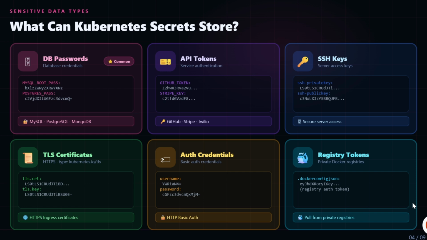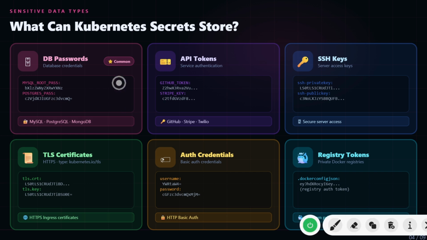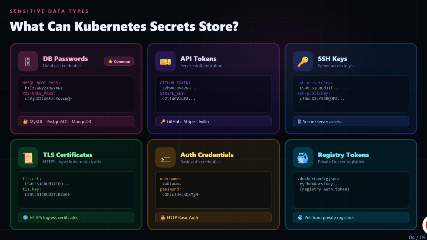Now, what exactly can secrets store? They can store database credentials, API tokens, like a token for service authentication, such as a GitHub token or any other, and SSH keys, like server access keys used for secure server access. Also certificates, like a TLS certificate for HTTPS purposes, basic authentication credentials for HTTP authentication, and registry tokens. So these can all be stored within secrets.